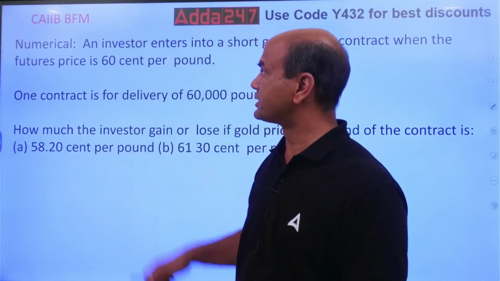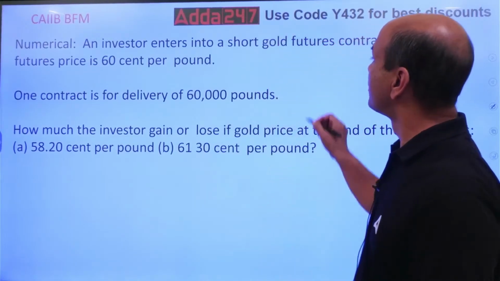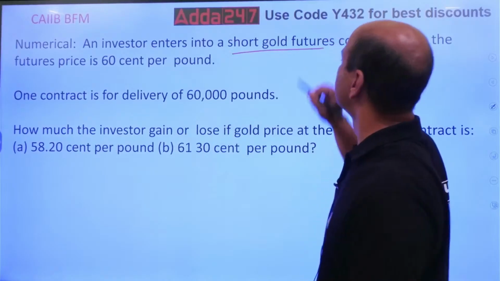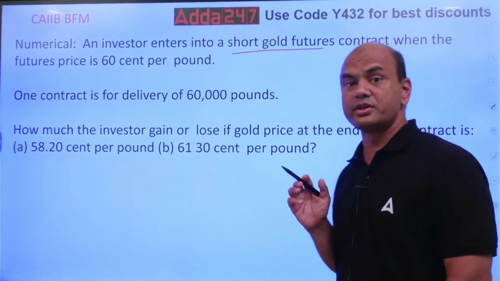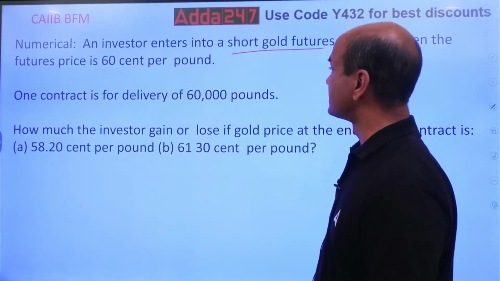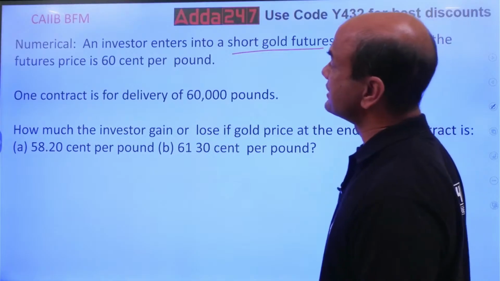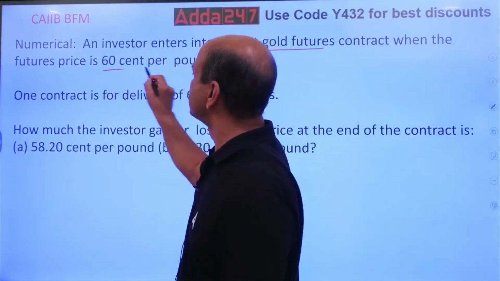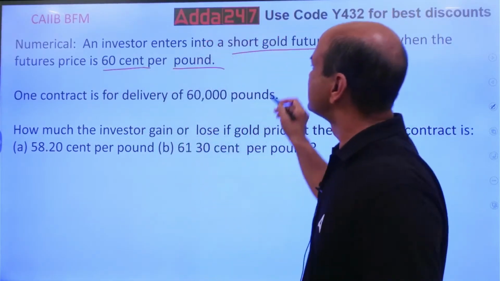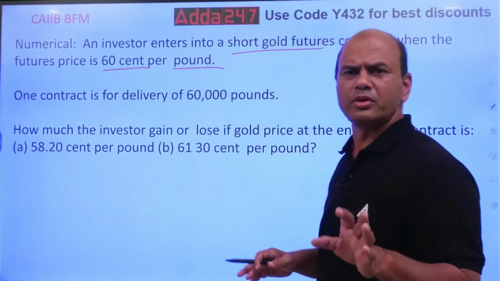See this, first one. An investor enters into a short gold futures. Short, understand this word short. I have taken this many times. Short means short gold futures, when the future price is 60 cent per pound. Now see this. This is mentioned as gold. You can take it as dollar also. Anything. A commodity is a commodity.